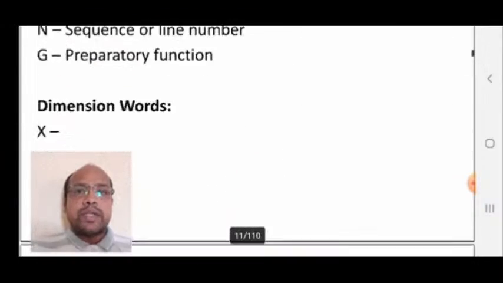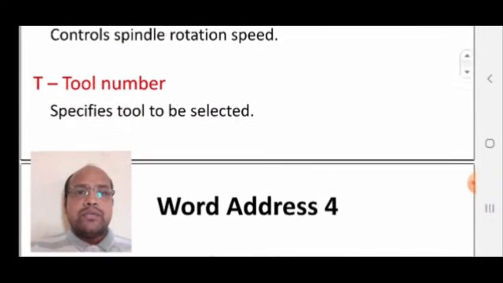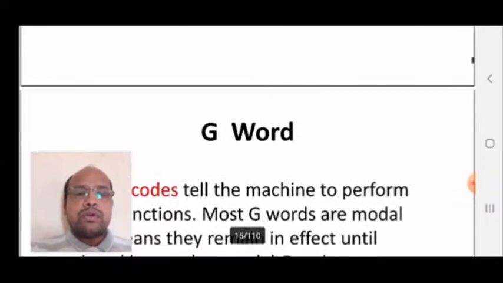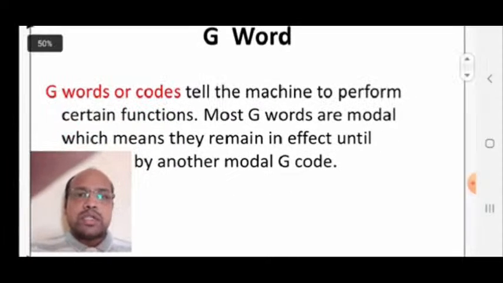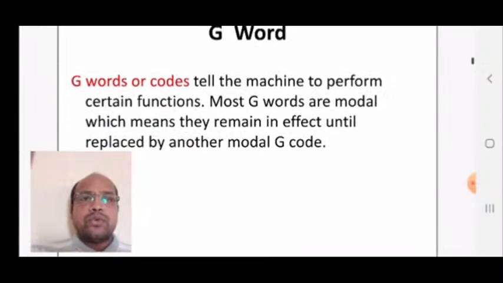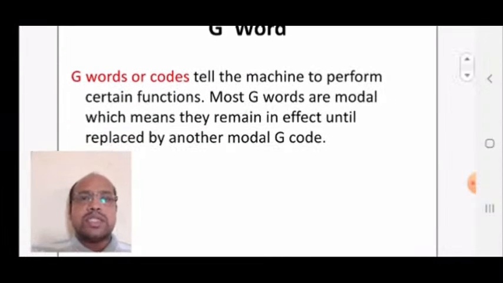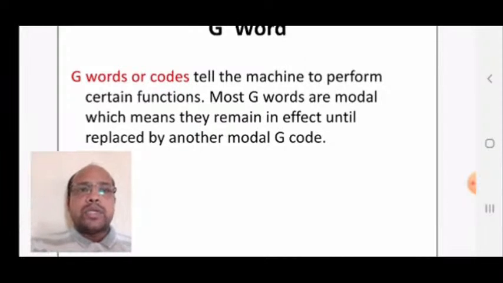So this is explained here that I have told you. Now we will see the different types of G codes and M codes which are generally used in writing of the part program. So first of all, let us understand what G words are. G words or codes tell the machine to perform certain functions.